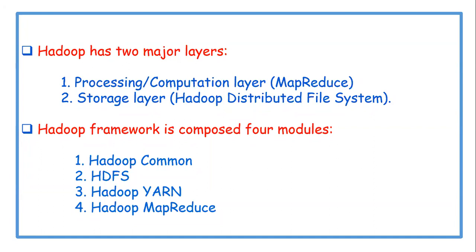YARN means Yet Another Resource Negotiator. In this resource negotiator, we have to manage the resources and schedule particular tasks. Next one is Hadoop MapReduce. Among these four modules, you already know two modules, HDFS and MapReduce. Only two modules are new: Hadoop Common and Hadoop Yarn.